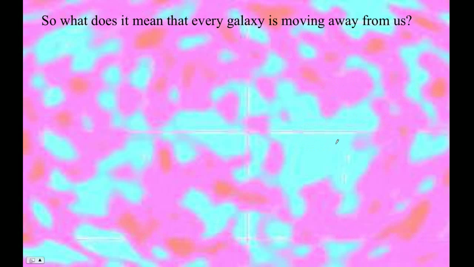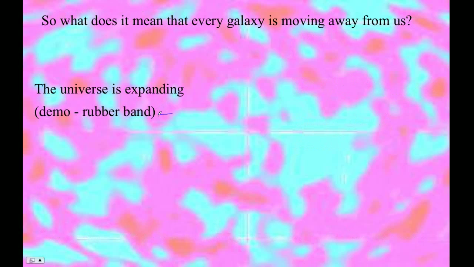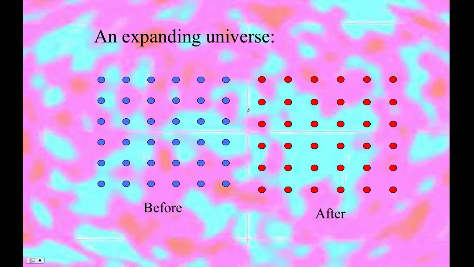So what does it mean that every galaxy is moving away from us? Well, the universe is expanding. And I will show you the rubber band demo. It will be just amazing. You'll look at that rubber band and you go, oh my gosh, I get it now. So the question is, are we in a unique place? Are we at the center of the universe? If everything's moving away from us, does that mean we're at the very center of the universe? A logical question. And no, it doesn't.